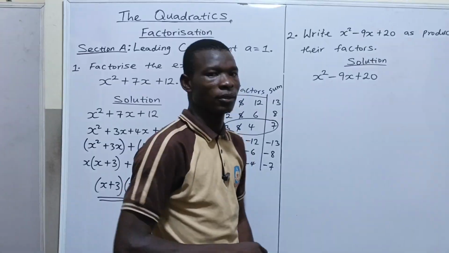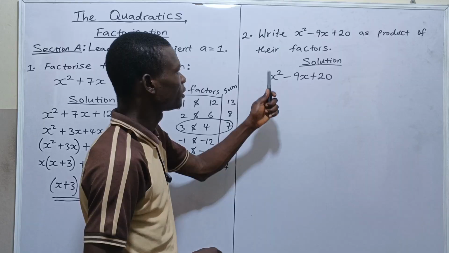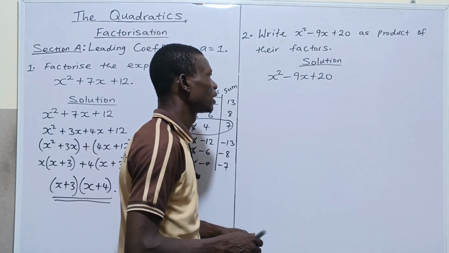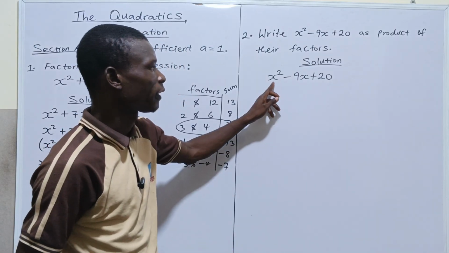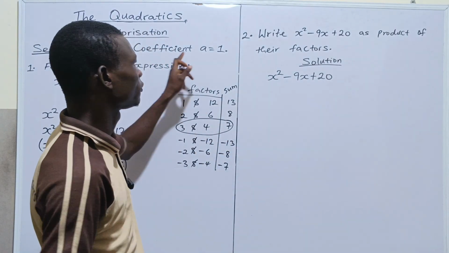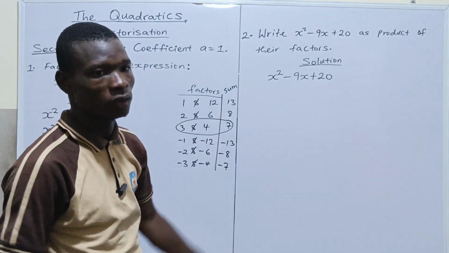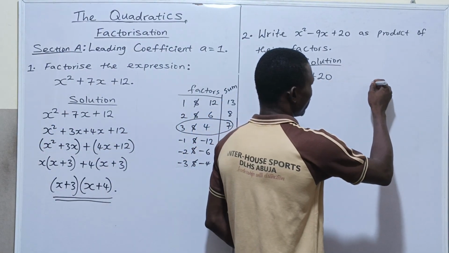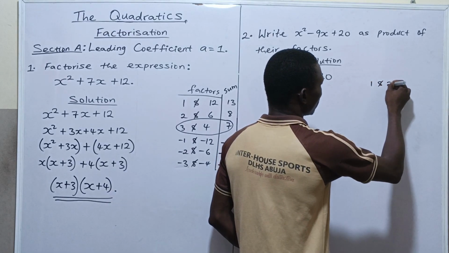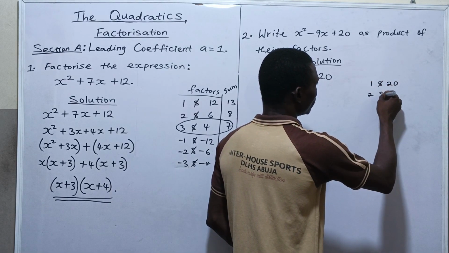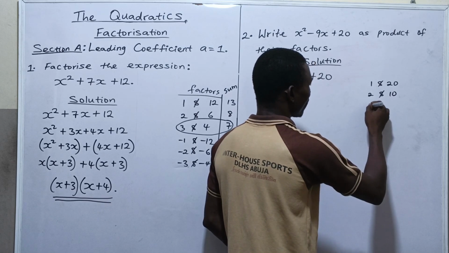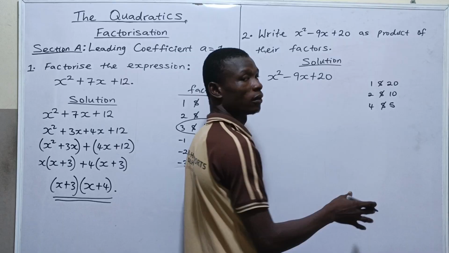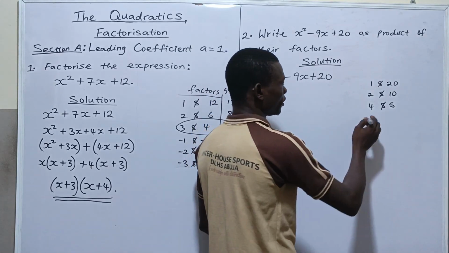That's question 1. Question 2. Write x squared minus 9x plus 20 as product of their factors. As before, the coefficient of x squared is 1. So it means that the leading coefficient a is equal to 1. So proceed. We look for the factors of 20 in pairs, and they are 1 and 20, 2 and 10, 4 and 5. Those are all the factors in pairs by their positives.